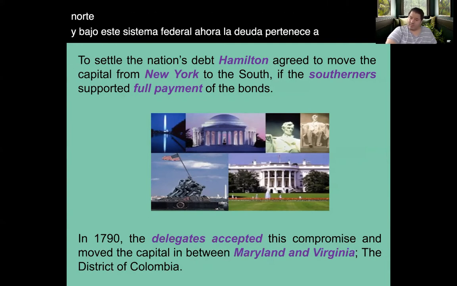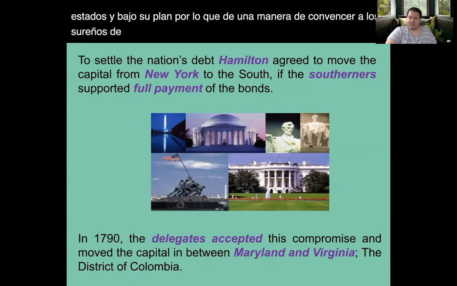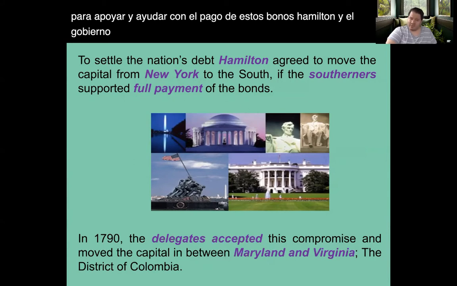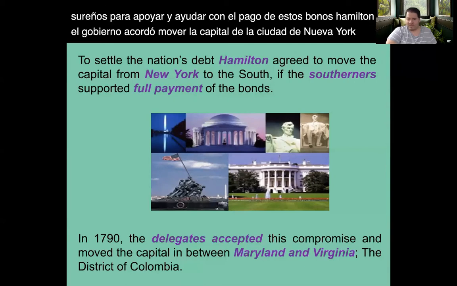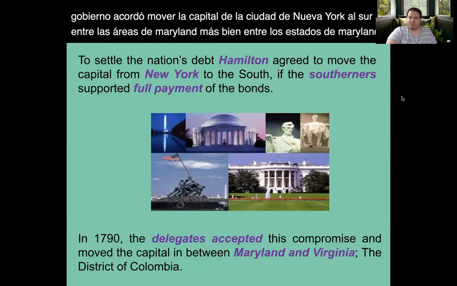So in a way to convince the Southerners to support and to assist with the payment of these bonds, Hamilton and the government agreed to move the capital from New York City to the South, between the states of Maryland and Virginia, which would become known as the District of Columbia.